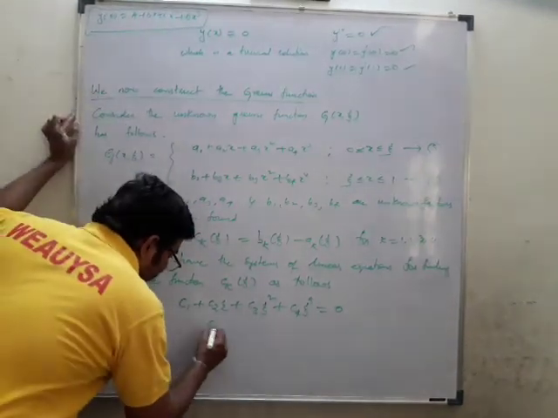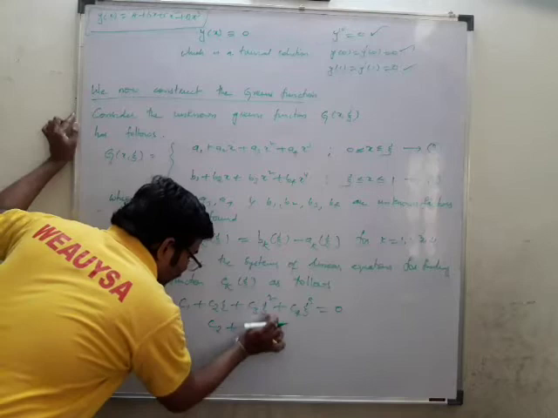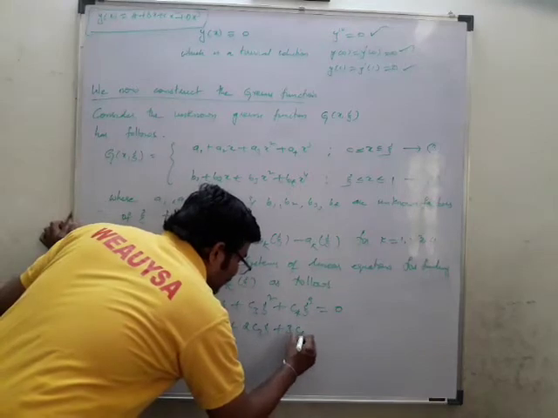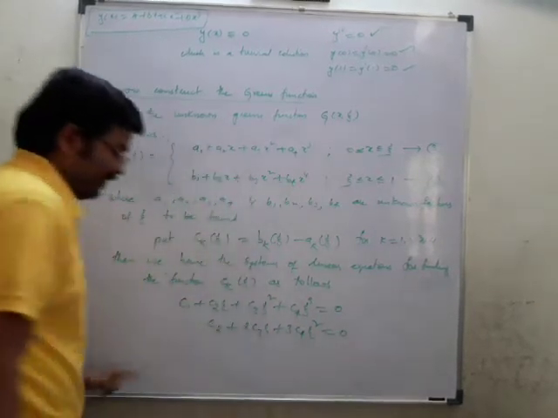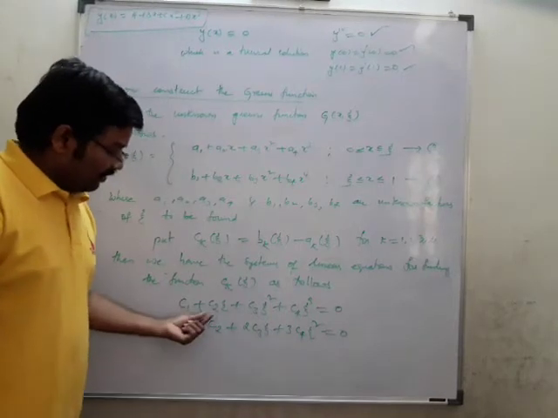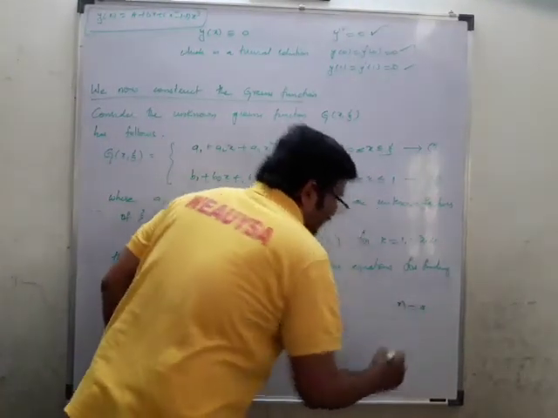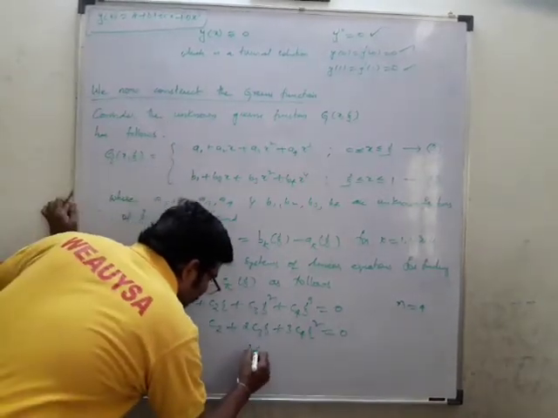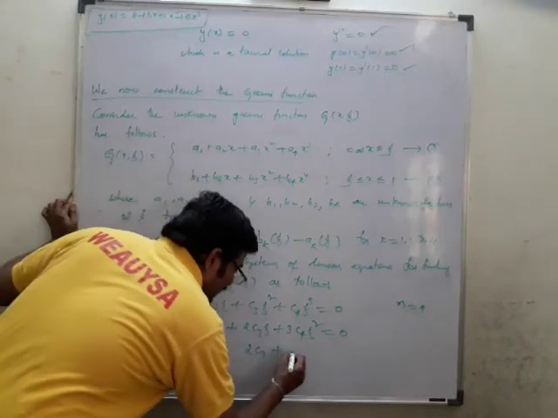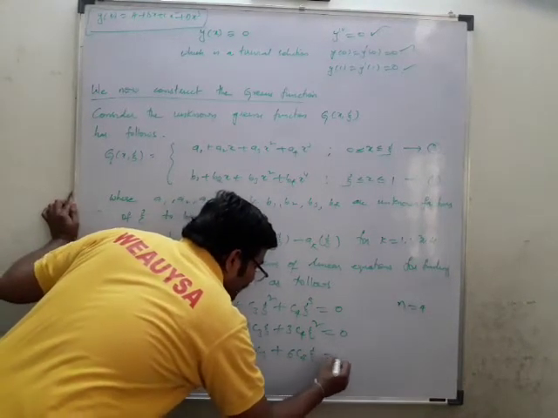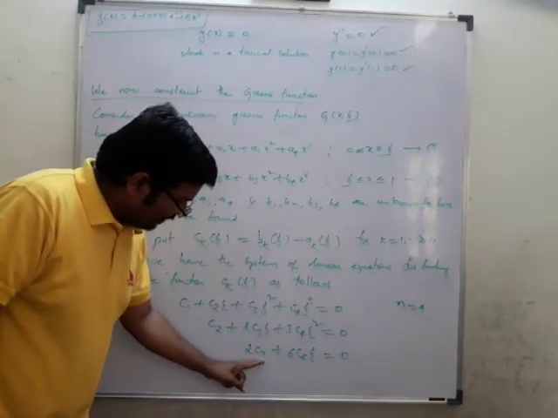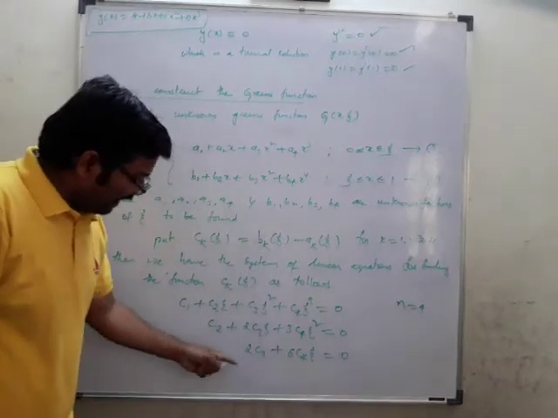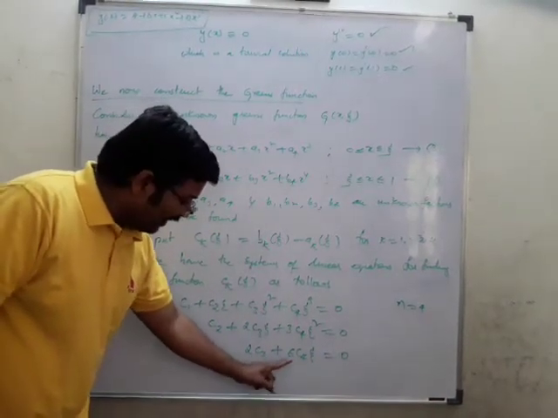If you differentiate this one, you'll get c2 plus 2c3 xi plus 3c4 xi square equal to 0. This is what we have, because n is equal to 4, and n minus 2 is a jump discontinuity, so this is also continuous. Next one: 2c3 plus 6c4 xi is equal to 0. If you differentiate again, you will get only 6c4.